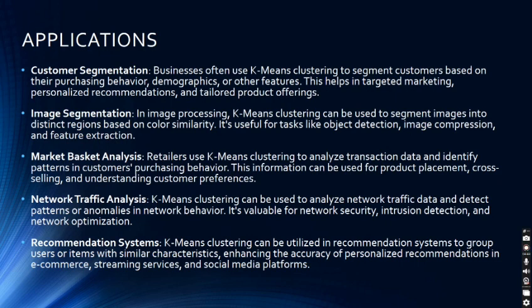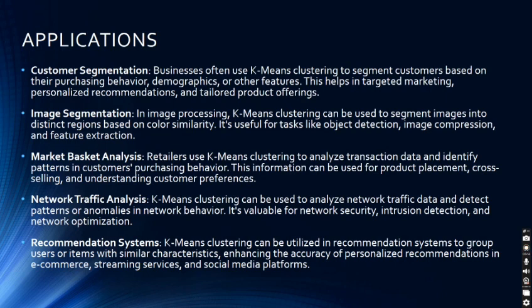Then image segmentation. In image processing, K-means clustering can be used to segment images into distinct regions based on color similarity. It's useful for tasks like object detection, image compression, and feature extraction. Then market basket analysis. Retailers use K-means clustering to analyze transaction data and identify patterns in customers' purchasing behavior. This information can be used for product placement, cross-selling, and understanding customer preferences.